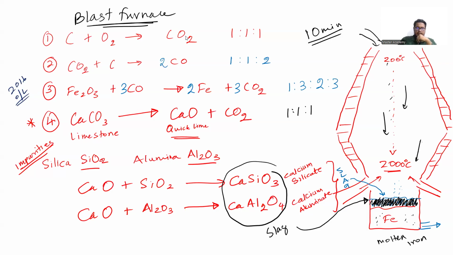One girl has written, traps impurities in a molten layer, guarding the pure iron. Correct. If your answer is giving that idea, then it's correct. I hope you all are clear. Let's go to the next calculation part. It's the important part.